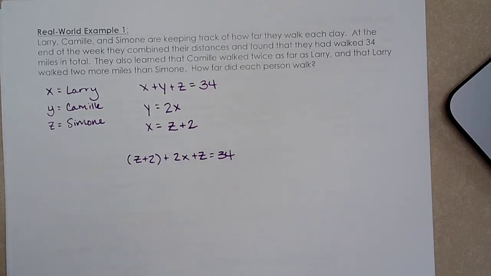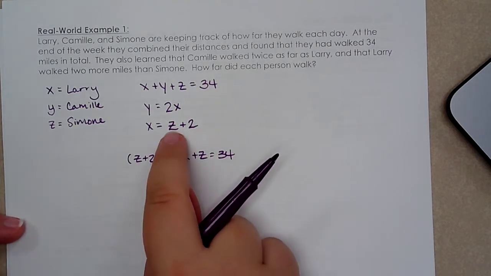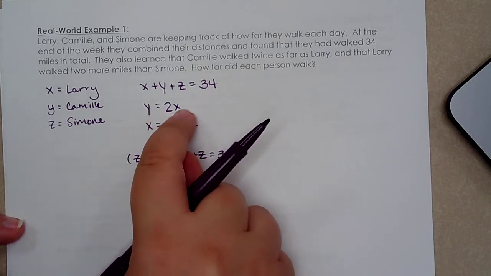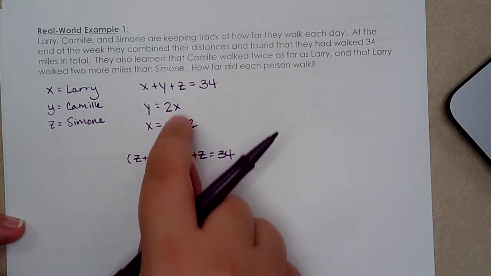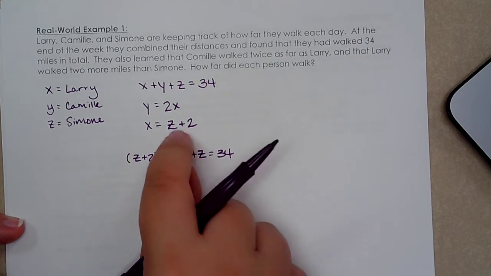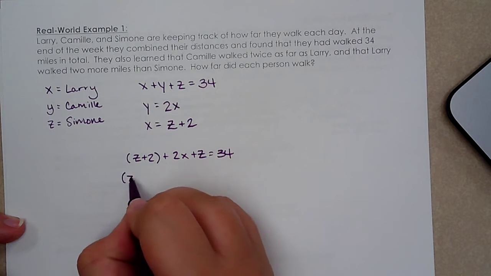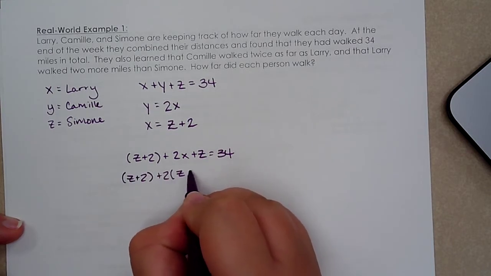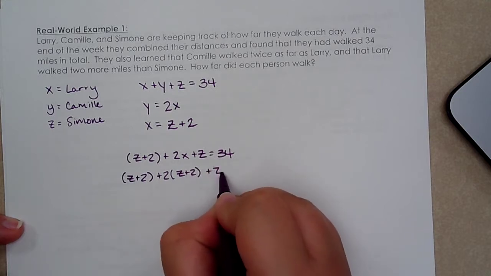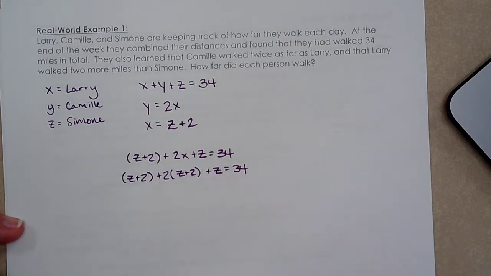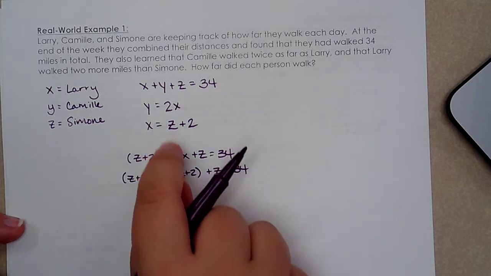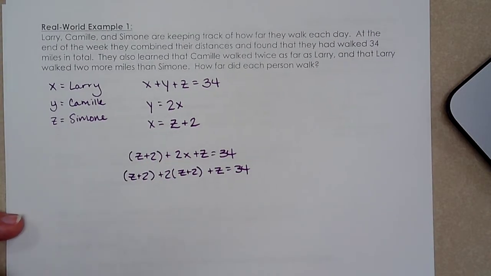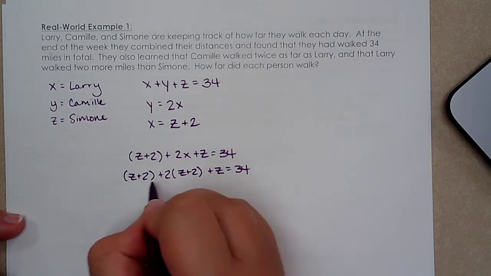Here's my trick. If I know that X is equal to Z plus 2, and Y is equal to 2 times X, I can replace the X in my Y term right here with Z plus 2, and that'll look like this: Z plus 2 times 2, plus Z plus 2, plus Z equals 34. So I have effectively gotten rid of all X's and Y's in my equation. Why is this helpful? Well, let's simplify and see.